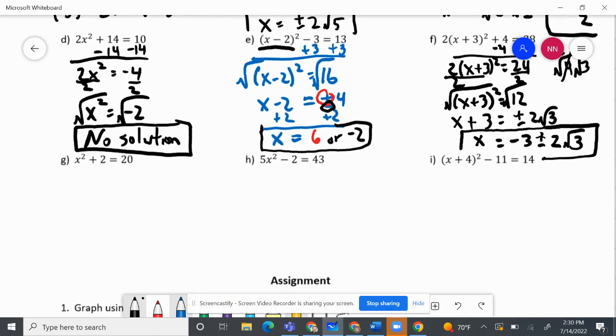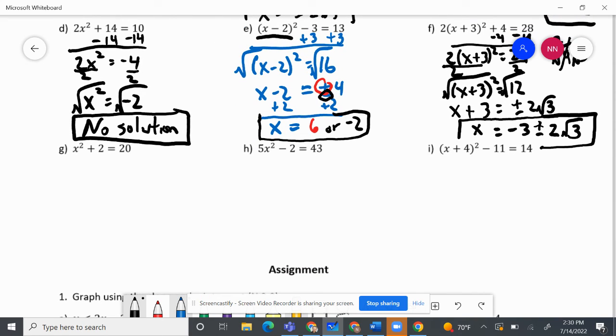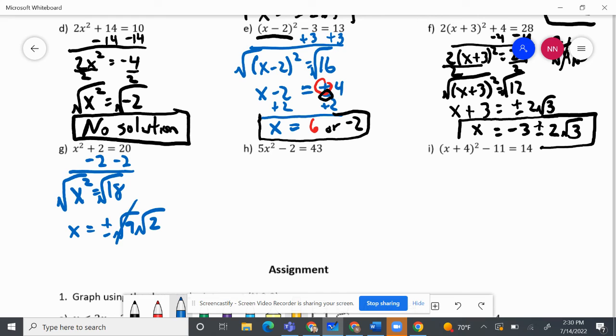Pause the video and try the next 3 on your own. So for letter G, we subtract the 2. We get x squared is equal to 18. We take the square root. And what makes up 18 is a 9 and a 2. And the square root of 9 is 3. So our answer is plus or minus 3 square root of 2.